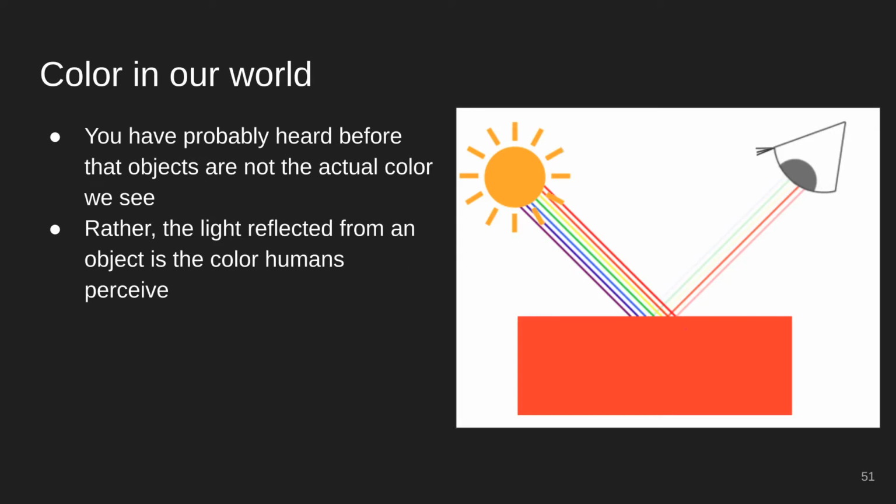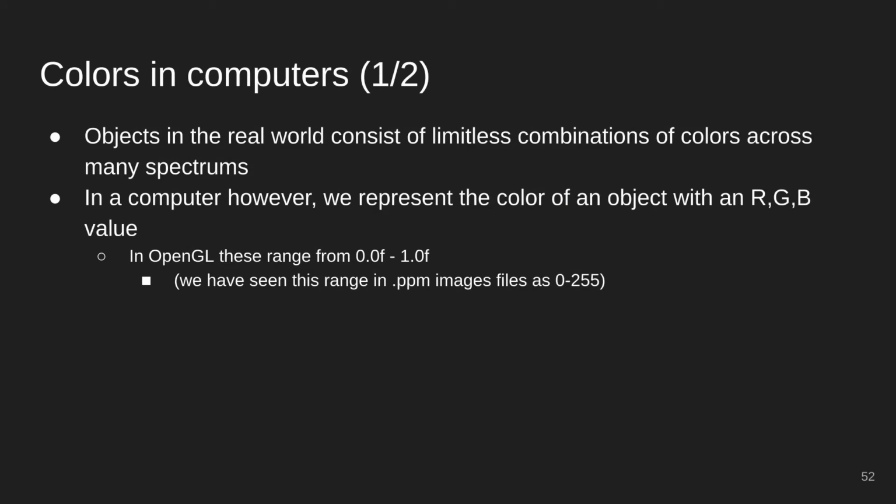Okay. So the illumination, again, color in our world, you've probably heard that objects are not the actual color we see, but rather the light reflected from an object is the color that humans perceive. But for colors in computers, we're limited since we have to represent color by data, so we can't represent everything. So in computers, we represent everything with these RGB values, just like in our PPM images. But in OpenGL, these range from 0.0 to 1.0. Again, our PPM images were just 0 to 255, but in OpenGL everything's normalized within this range. So 255 would be equivalent to 1.0.